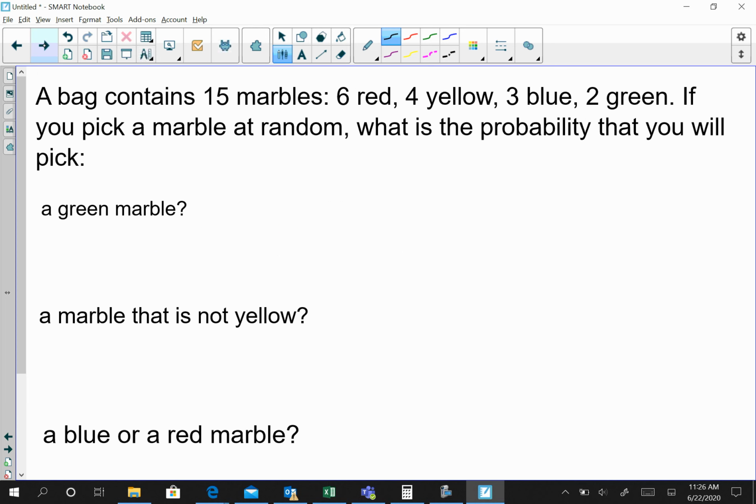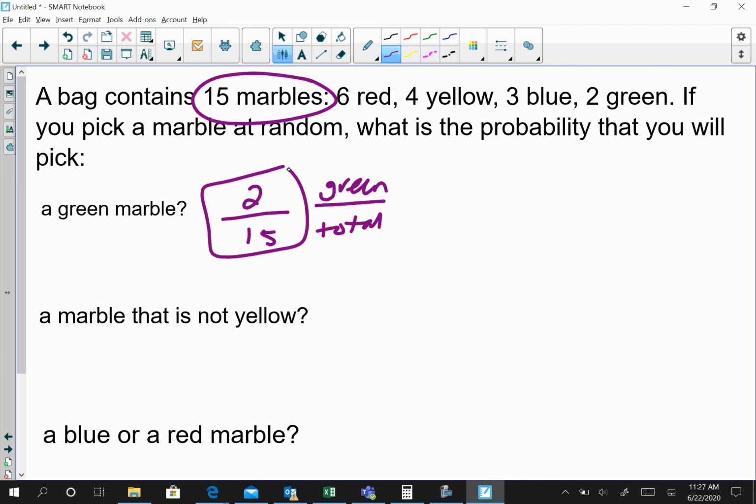Great. A bag contains 15 marbles, 6 red, 4 yellow, 3 blue, and 2 green. If you pick a marble at random, what is the probability that you will pick, and then you have 3 questions. So altogether I have 15 marbles. So the first question says, what's the probability that you will pick a green marble? So out of my 15, again, this is total, how many are green? I have 2 green. This is a 2 out of 15 chance.